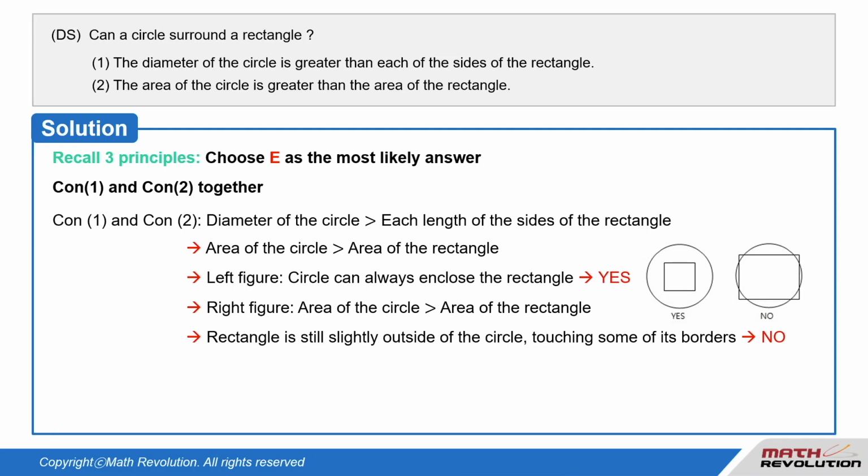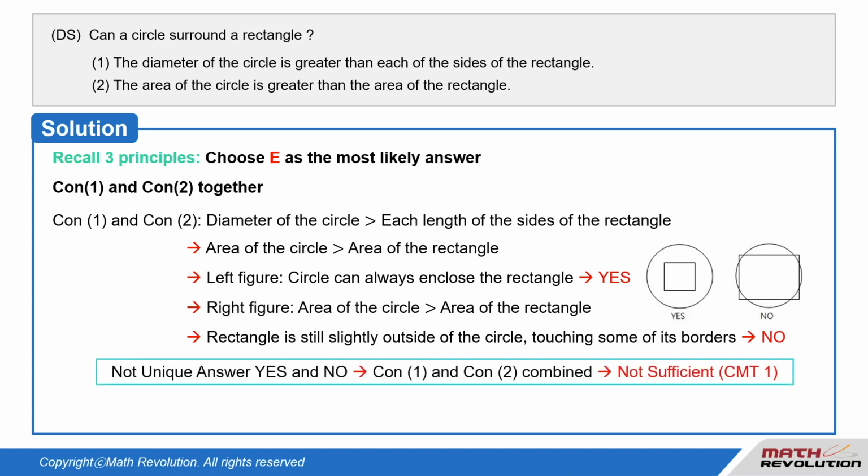However, as seen in the right figure above, even though the area of the circle is greater than the area of the rectangle, we could still have the rectangle slightly outside the circle while touching some of its borders. In this case, the answer is no. Since we do not obtain a unique answer, conditions 1 and 2 combined are not sufficient by CMT 1, which means that you get both yes and no as the answer.